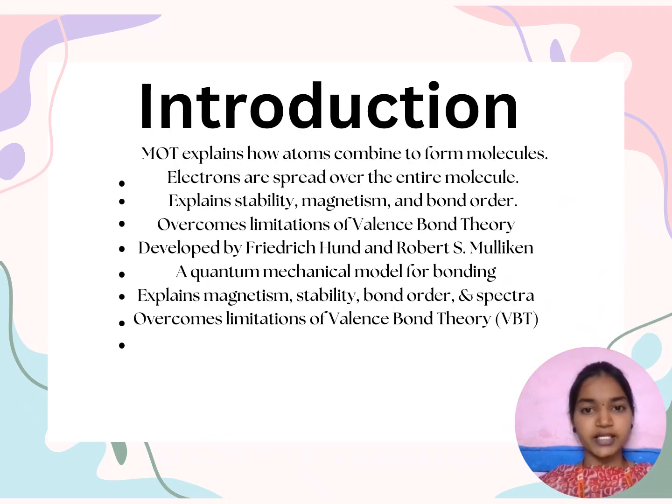Introduction. Molecular orbital theory explains chemical bonding by considering electrons as delocalized over the entire molecule, unlike valence bond theory, which restricts the electrons between two atoms. According to molecular orbital theory, when atoms come close, their atomic orbitals overlap and combine to form new orbitals called molecular orbitals. These orbitals extend over the whole molecule and influence its stability, magnetism, and electronic structure. MOT follows quantum mechanical principles and gives more accurate results for many molecules.